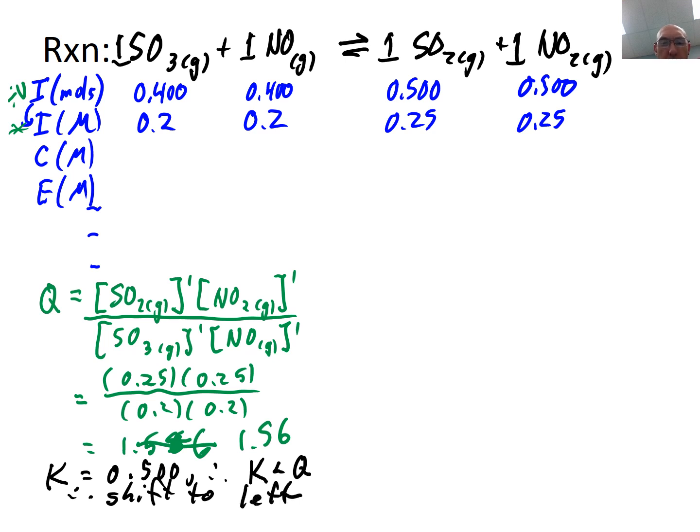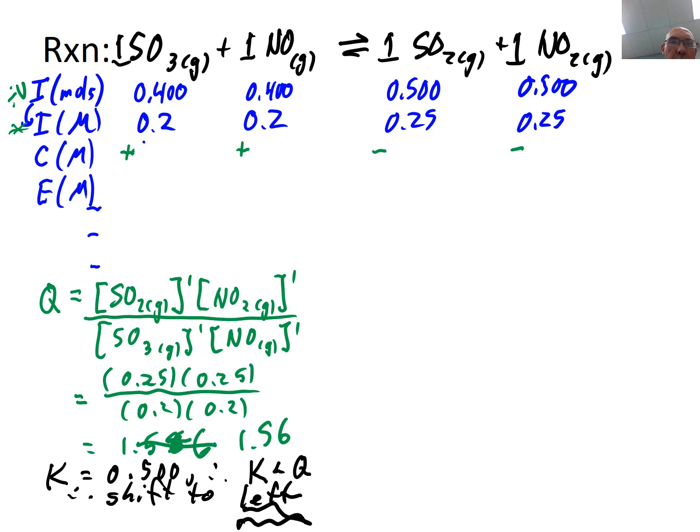So there's a reason why I put K first and Q second. First of all, that's alphabetical, and I can remember alphabetical. And the other thing is that the inequality gives me the direction of the shift. It's pointing to the direction I want for the shift. Now that I know that it's a shift to the left, I can now go back to my ice chart, and I can say, all right, if it's shifting to the left, I will have a positive value on my reactants and a negative value on my products.